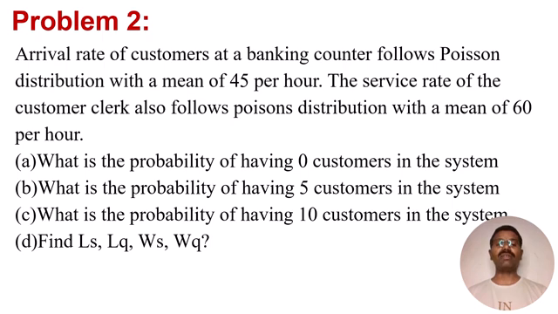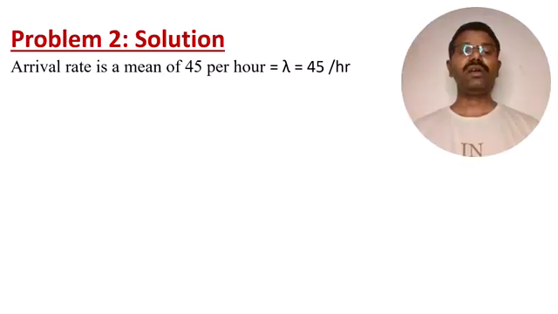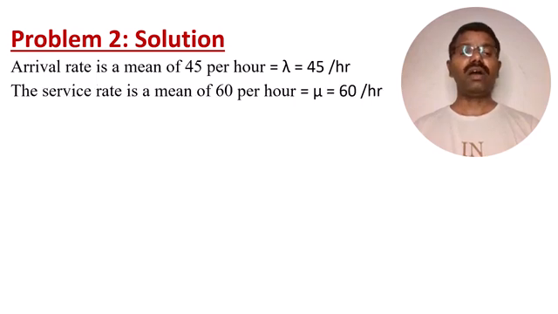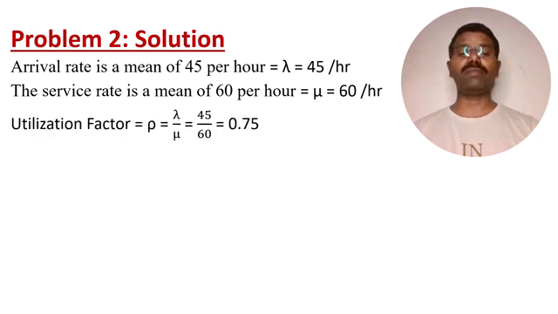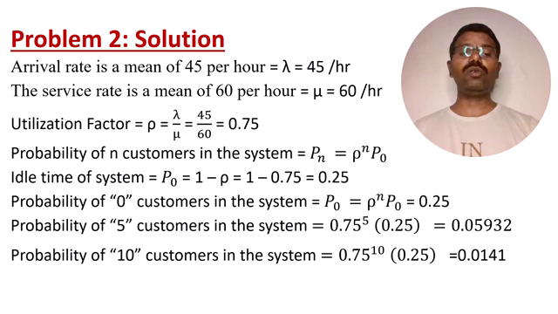The arrival rate he has given is a mean of 45 per hour. So that means lambda is equal to 45 per hour, and the service rate is a mean of 60 per hour, that is mu is equal to 60 per hour. Now the utilization factor rho is equal to lambda by mu, that is 45 by 60, that is equal to 0.75. Now the probability of n customers in the system, we know the formula: Pn is equal to rho power n into P naught.